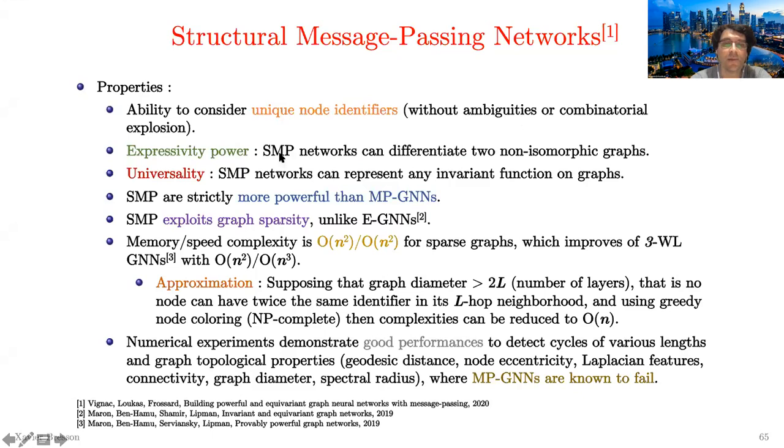Expressivity-wise, they show that they can differentiate non-isomorphic graphs. They are also universal. They are strictly more powerful than standard message passing, because you have this unique node identifier. And they can exploit graph sparsity. But the memory is n square, and the speed is also n square. So you can have some approximation to reduce to n. And they show good performance on many graph theoretical problems where the standard message passing GNN fails.